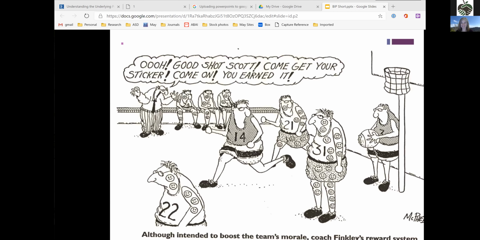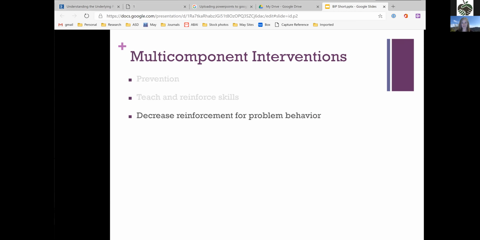And so I really like this little comic here. We see basketball players, and you've got your coach on the sideline, and the coach says, oh, good job, Scott, nice shot, come get your sticker, you earned it. And the little caption says, although it's intended to boost the students... whoa, where'd it go? Whoa, bad things are happening here. What's happening? I don't know.